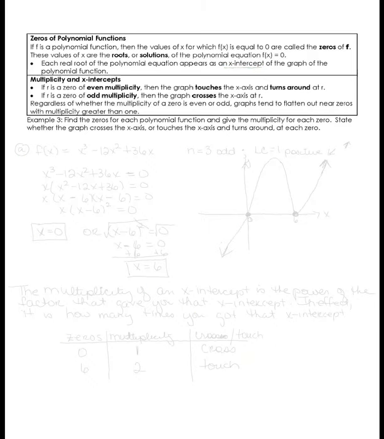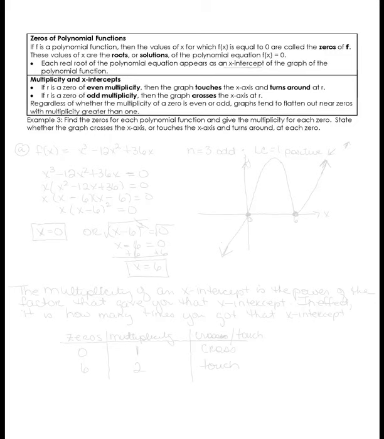Zeros of polynomial functions. If f is a polynomial function, then the values of x for which f(x) equals 0 are called zeros of the function. These values of x are the roots or the solutions of the polynomial equation f(x) = 0. Each real root of the polynomial equation appears on the x-axis of the graph of the polynomial function. So this is something that you've already done.